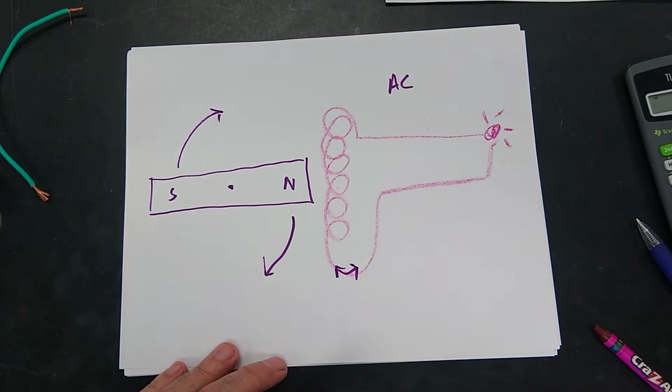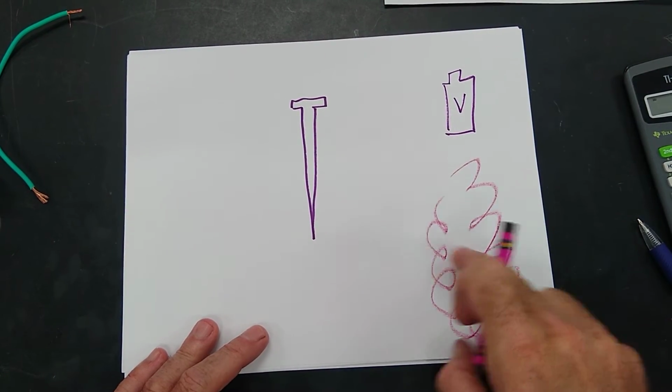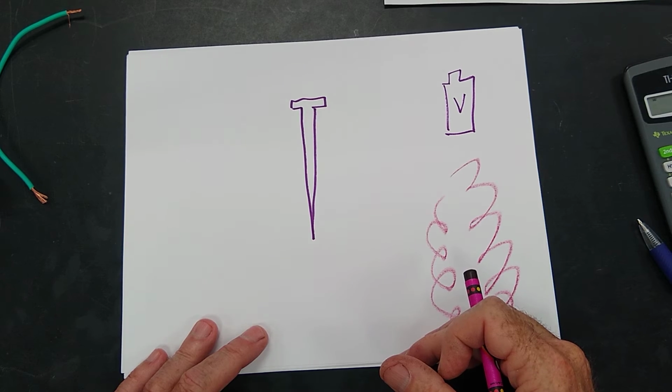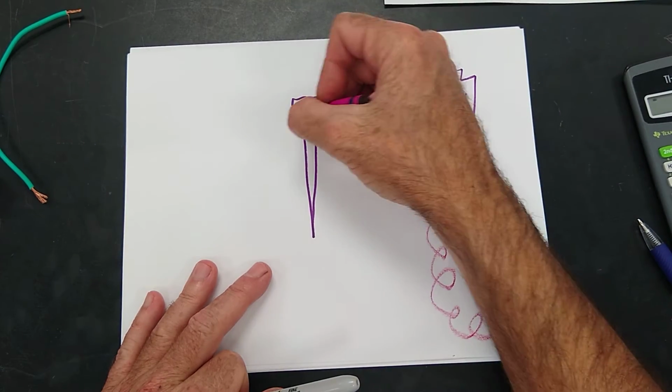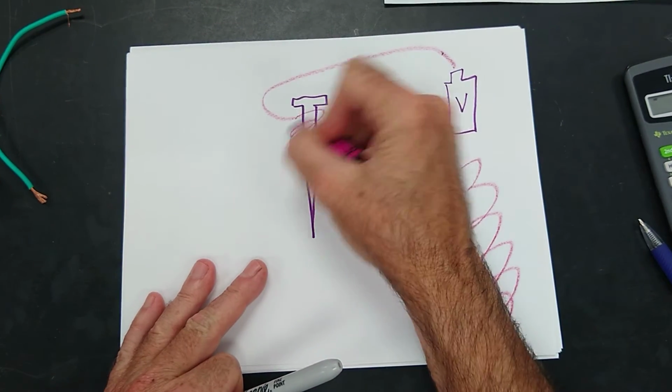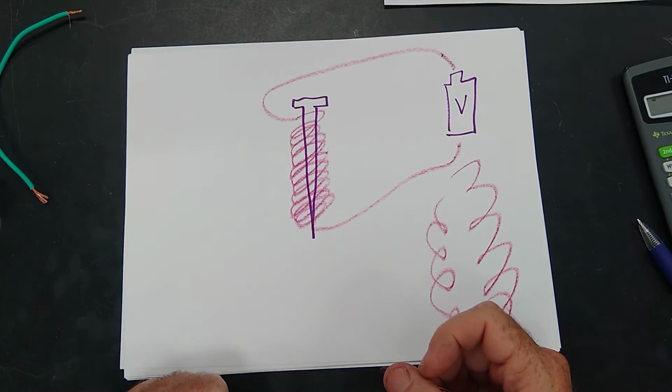That's right. I've got a nail, I've got a battery, and some wire. What can I create? An electromagnet. How can I make it an electromagnet? That's right. I could take the wire, hook one end up there, wrap it around a nail a bunch of times, hook it back up to the battery. Now we have an electromagnet.